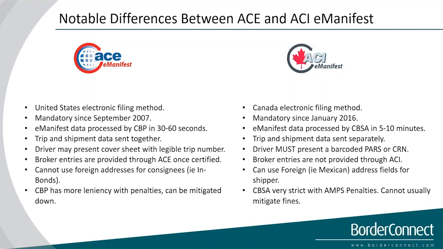With ACE, CBP has a bit more leniency with penalties, and they're willing to work with you to get the penalties mitigated down within reason. With CBSA, however, they're very strict with AMPS penalties, and you usually cannot mitigate the fines down. Like I said previously, it looks like a zero tolerance policy right now with CBSA, and if you don't arrive to the border with an ACI, or you have some missing or incorrect information, you will most likely be slapped with some sort of AMPS penalty.